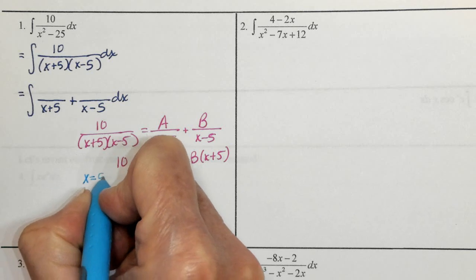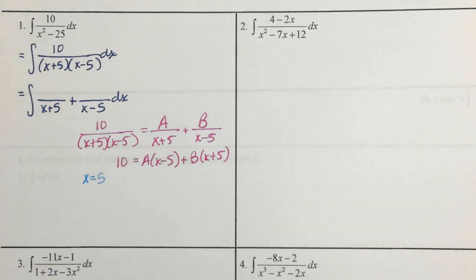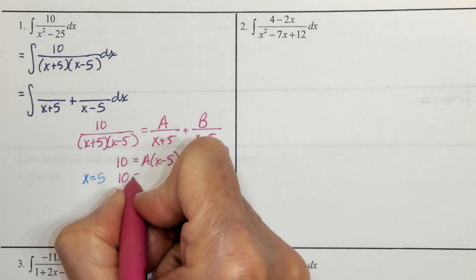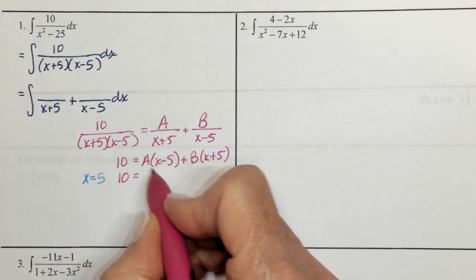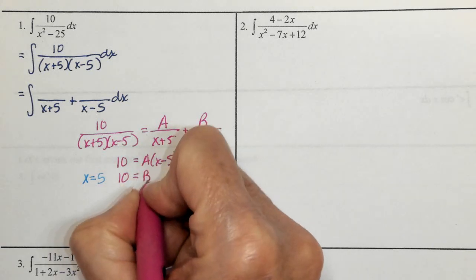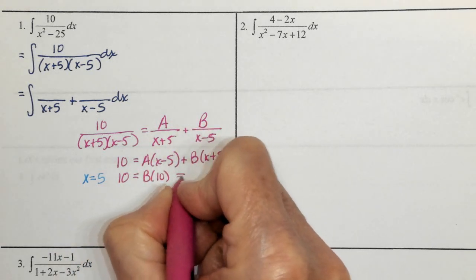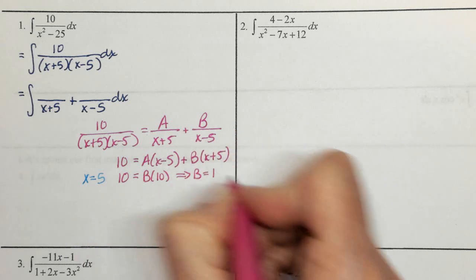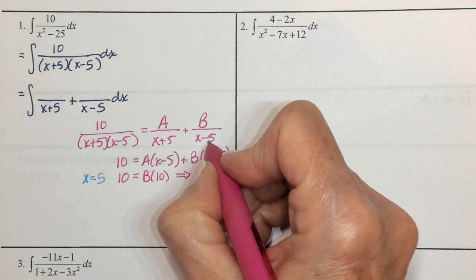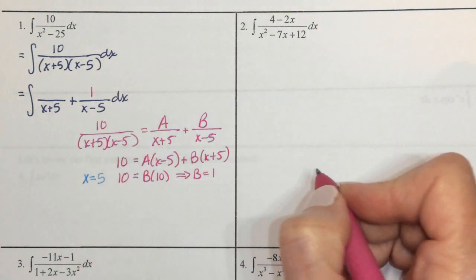If x is positive 5, then on the left-hand side, we have 10 still. On the right-hand side, this a term zeroes out, and we have b times 10, which means that b must be 1. So now we know b, the number that's over the x minus 5, is 1.